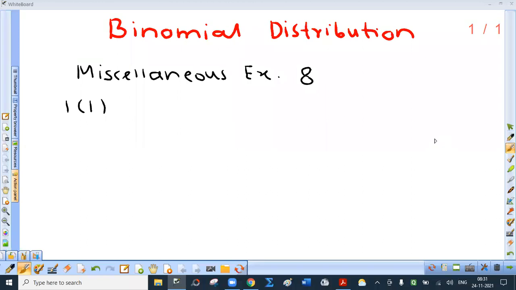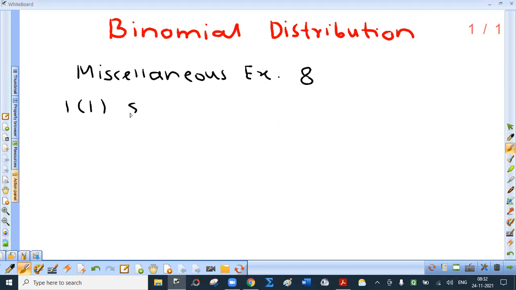So, miscellaneous exercise 8. First question. Choose the correct option from the given alternatives. First one, a die is thrown 100 times. So, n equal to 100. If getting an even number is considered a success, what is the probability of success? That is P. Out of 6, 3 are even, so half. What will be the probability of failure? Q, half.